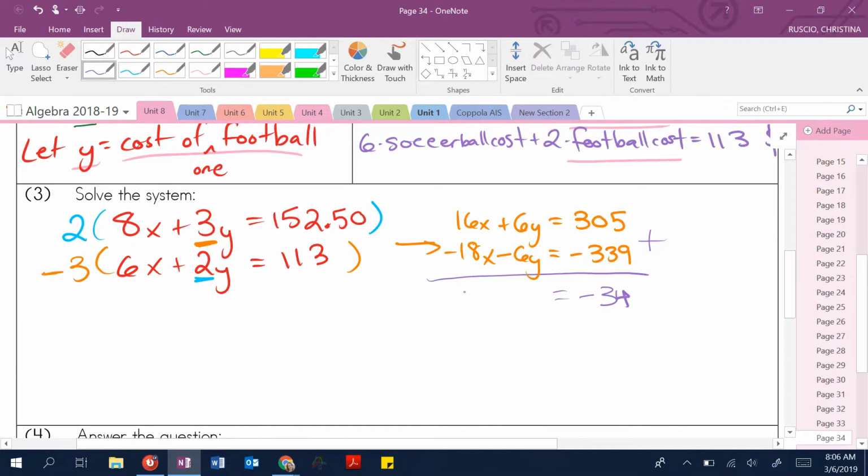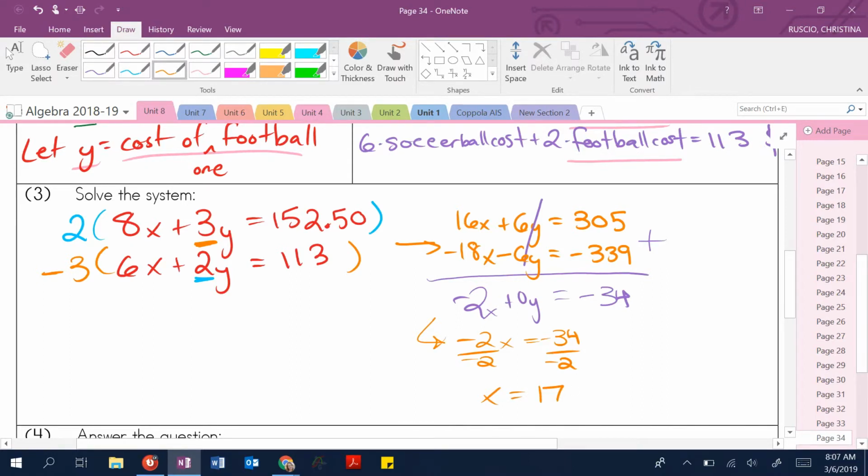16x minus 18x is going to be negative 2x. And this 6y and negative 6y are just going to cancel out. You can write plus 0y, or you can just leave it. So from this, we now have that negative 2x equals negative 34. So what do we do to get x? We divide by negative 2. And so x is going to be equal to 17.